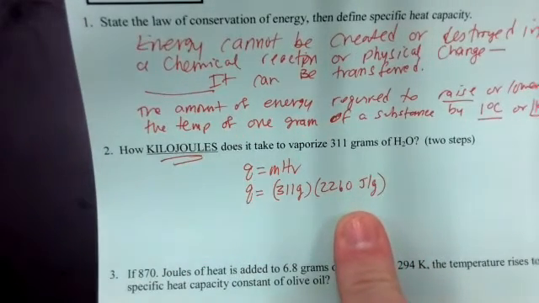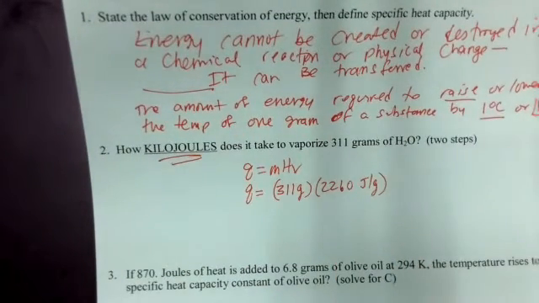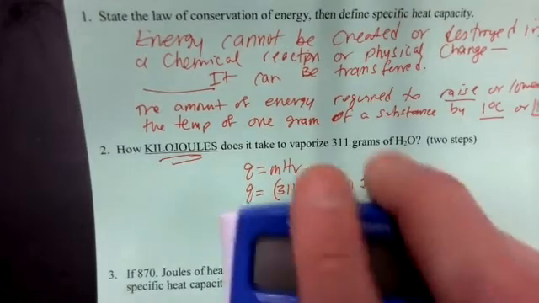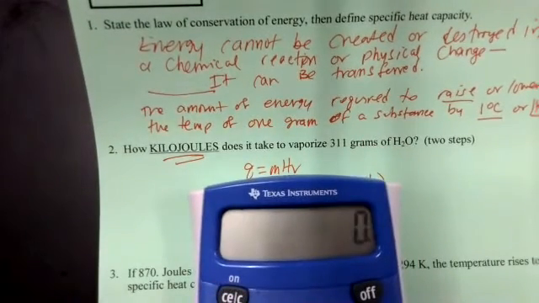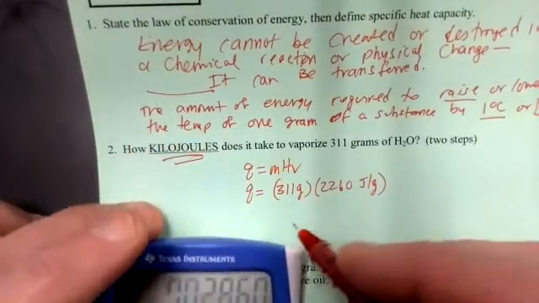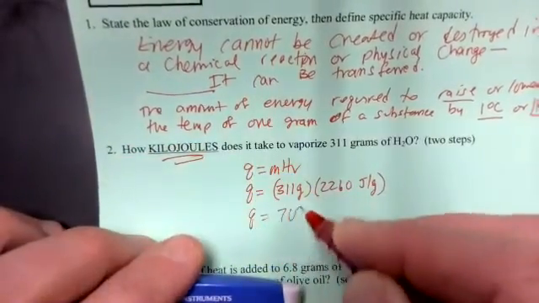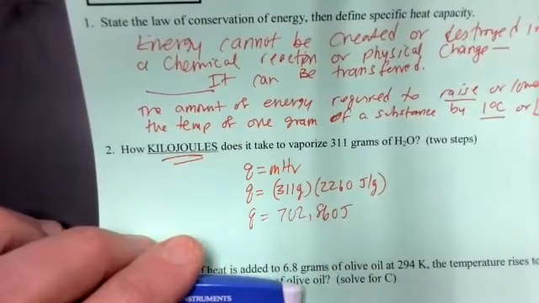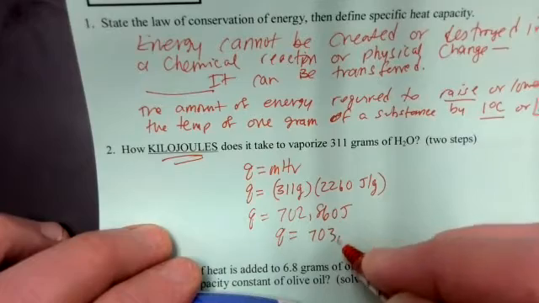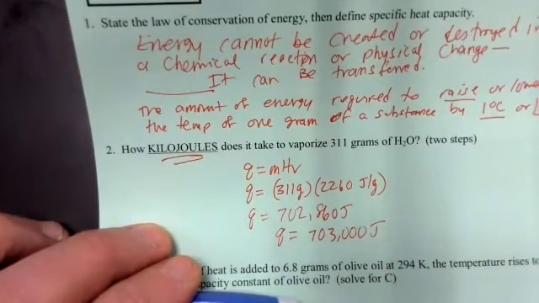This constant, the heat of vaporization constant, is the amount of energy required to make 1 gram of a substance go from the liquid to the gas phase. For water, that's the number, and it's on table B. Now, to do this problem, we're going to multiply 311 times 2260, and the number comes out, Q equals 702,860 joules, but we can only have 3 significant figures, so Q is equal to 703,000 joules.